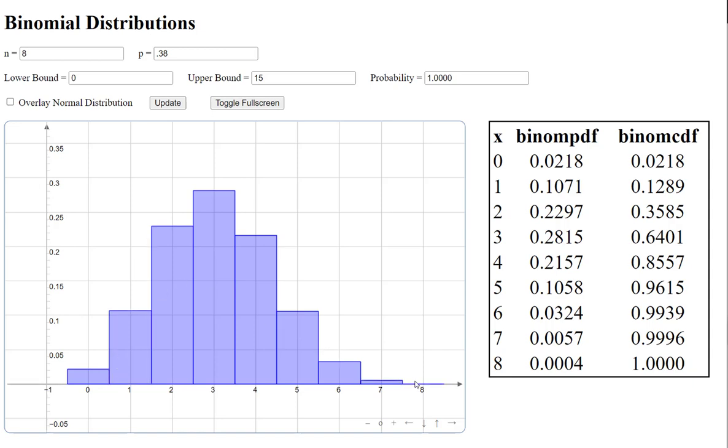Now, binomial CDF, how does that differ? Well, the way that binomial CDF differs is that it's a cumulative distribution function. That's what CDF stands for. PDF stands for probability distribution function.